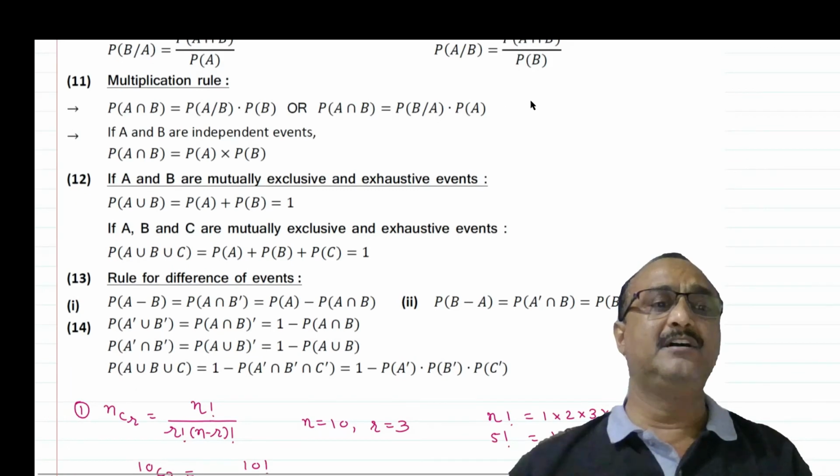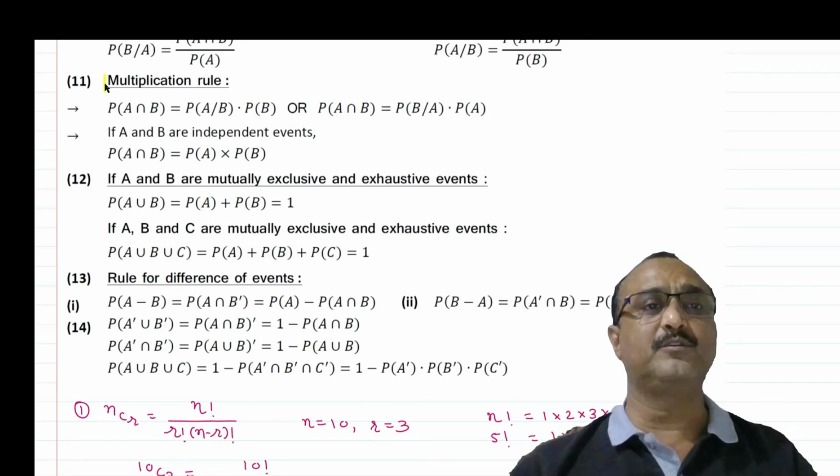Okay, next, rule number 11 is the multiplication rule or product rule. P of A intersection B equals P of A given B into P of B.